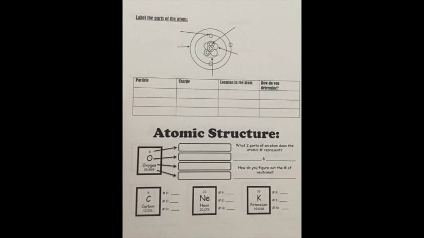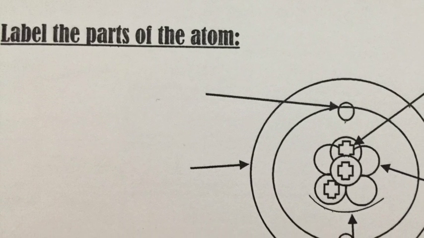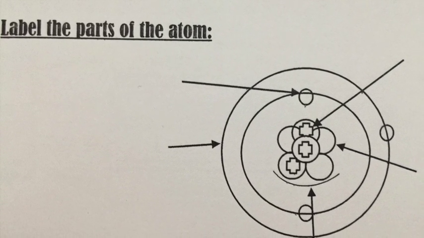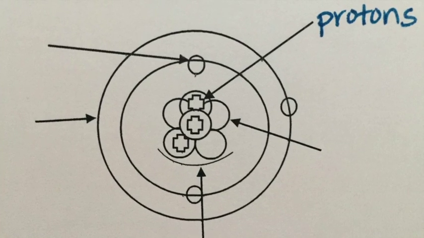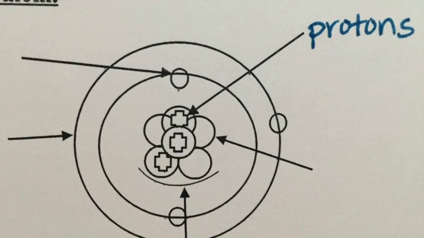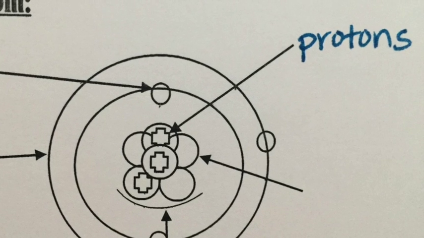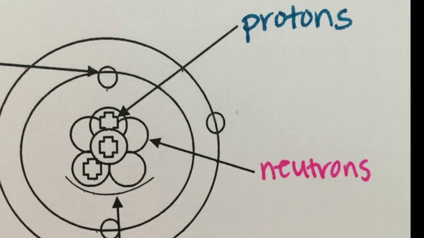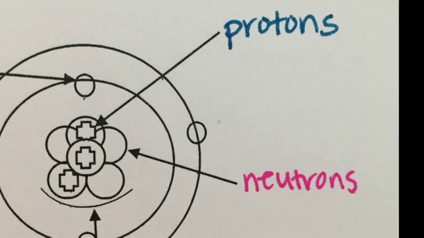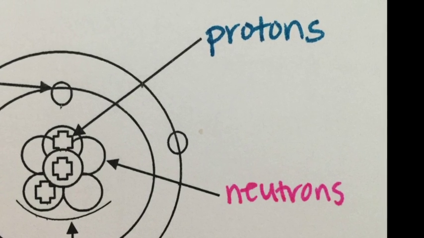Alright, so we're going to start notes for the atomic structure. This will be our first notes for the new unit. Atomic structure has to do with the parts of the atom. So we have three main particles. The first one is the one with the plus sign. That'll be our protons. The other particle in the center is our neutrons.